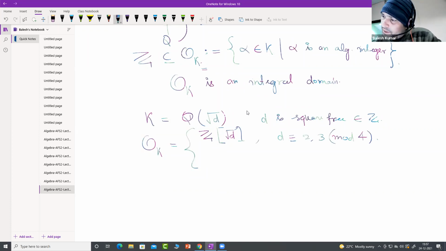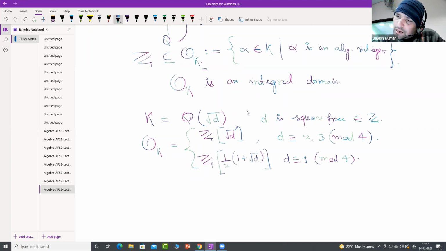And if d is 1 mod 4, it has a slightly different type of representation, but of course related with d. So this will be of the form 1/2 times (1 plus square root of d). Therefore, in the case of quadratic fields, which is a degree 2 extension of the set of rationals, if one tries to look at the algebraic integers, they will be of this form.